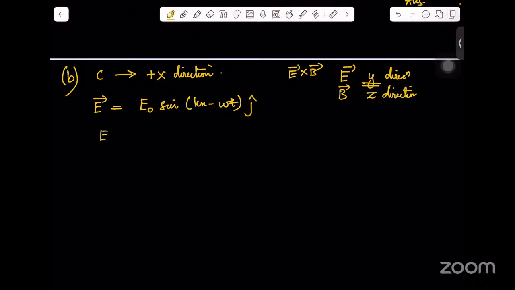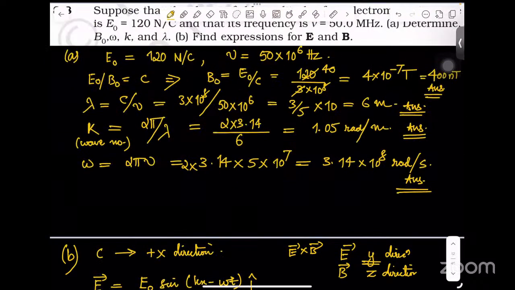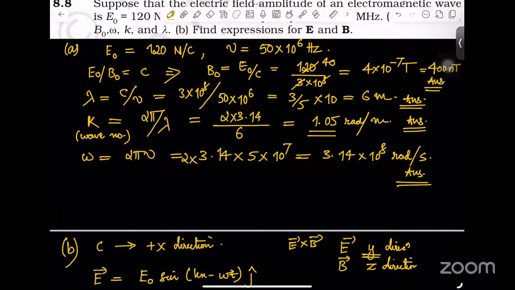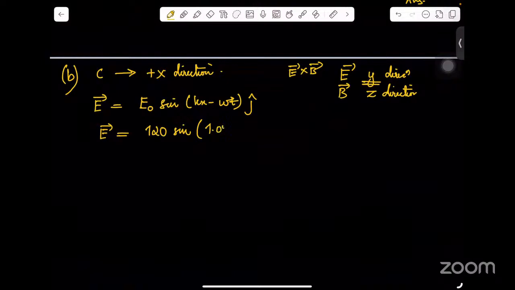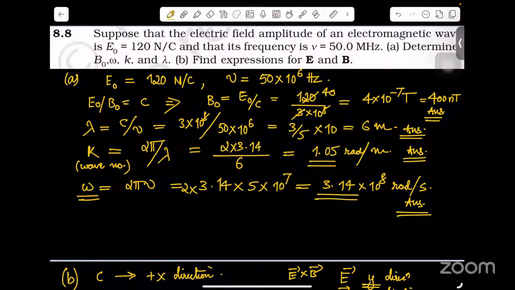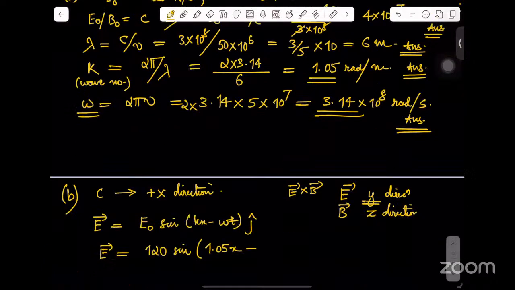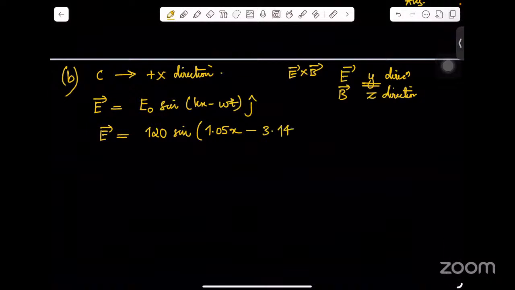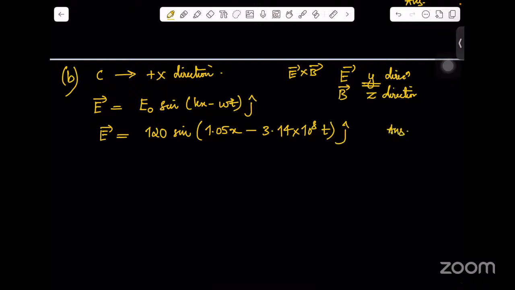So E equals E naught, which is the amplitude given as 120, sine k. We found out the wave number or the propagation constant, which is 1.05, so 1.05x minus omega, the angular frequency, which is 3.14 into 10 raised power 8 t, j cap. This is the electric field vector.